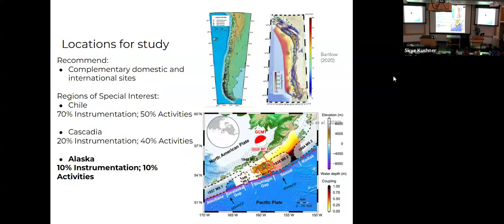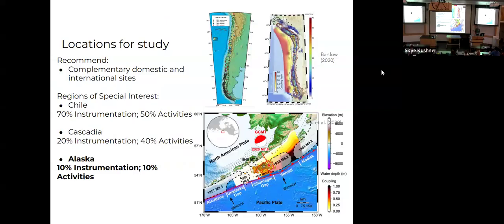Okay, so to really get at those hypotheses, we need to collect data from a lot of different places. You can't just look at 1 or 2 volcanoes. You need to be more systematic. And so SC4D has a primary focus in Chile. That's actually where the majority of the instrumentation is going to go, but with complementary efforts in Cascadia and Alaska. So again, most of the effort is going to be in Chile. There will be some in Alaska.